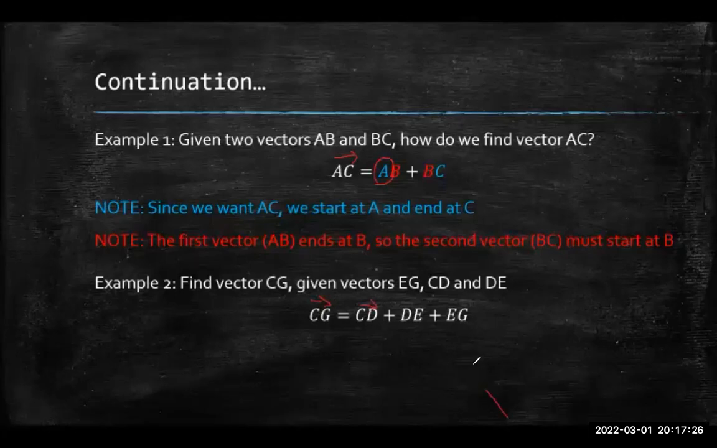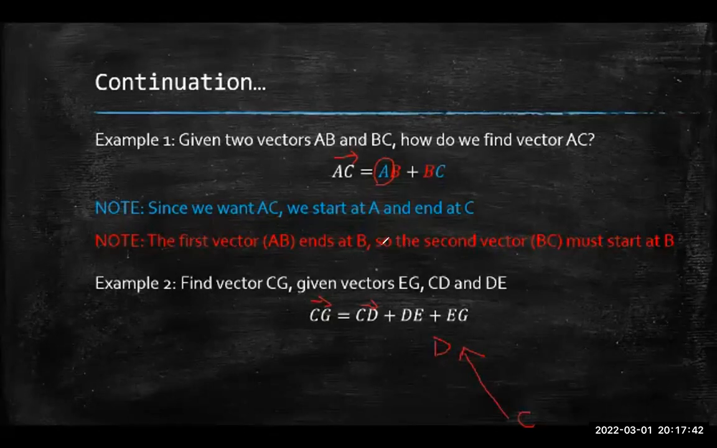Let me just say this is CD. Starting point is C, ending is D. How do we go from here now? Remember, up there the first vector ended at B, so we needed to start the next vector at B. In this case, the first vector ends at D, so the second vector must start at D. That's my first vector there. So my second vector has to start from D and then go to whatever point, in this case E.